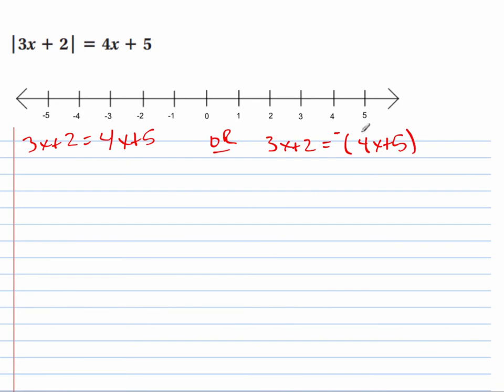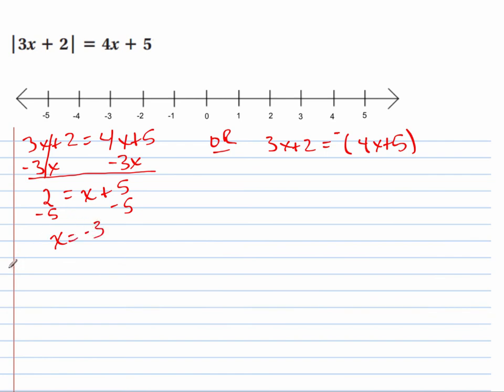Now this side we're going to come deal with in a minute. Let's do this side first. Let me get all of my x terms on one side and my non-x terms on the other side. So let me subtract 3x from both sides. So that goes away. So 2 is x plus 5. Subtract 5 from both sides. So x is negative 3.